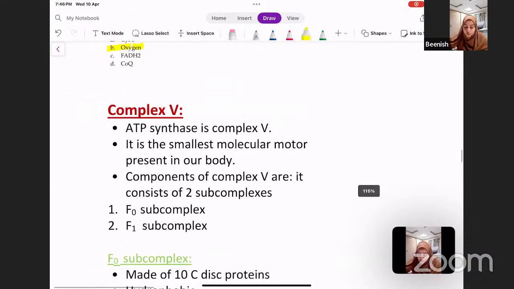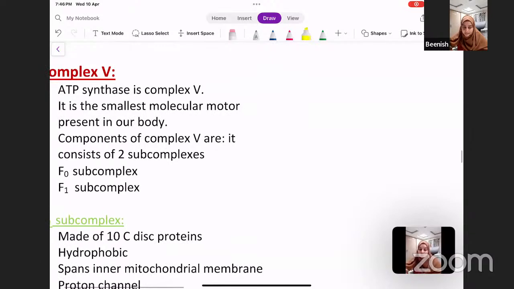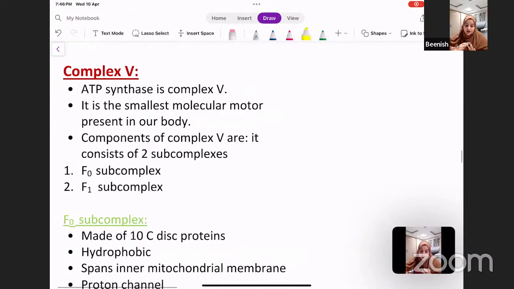Now, there's another complex, complex 5. This complex 5 is ATP synthase. It is the smallest molecular motor present in our body. Now, the components of complex 5: it has two subcomplexes, one is the F0 subcomplex and the other is the F1 subcomplex.